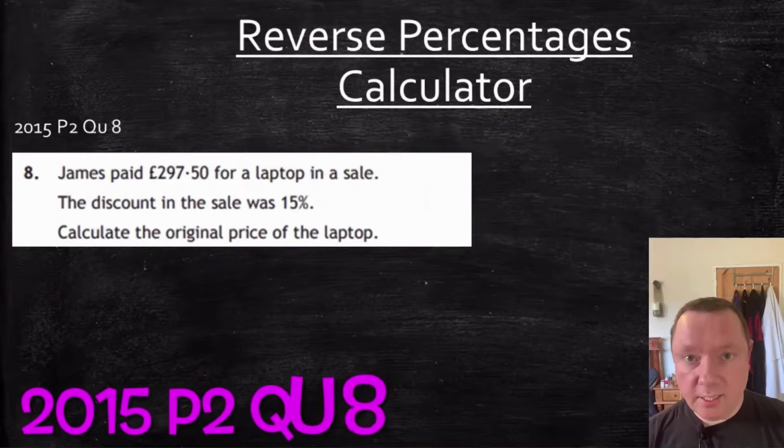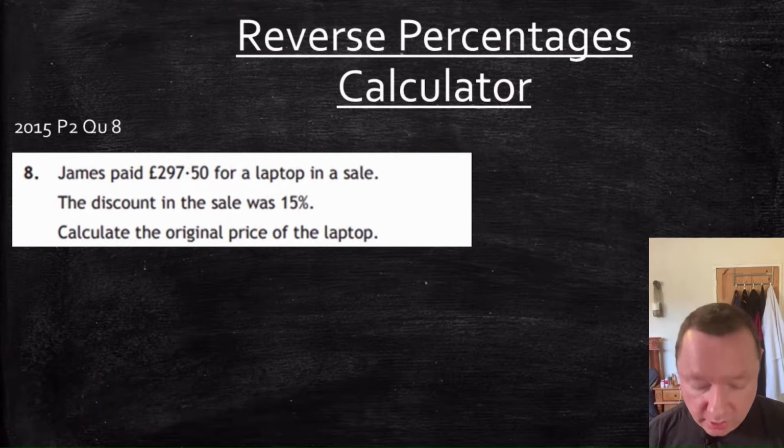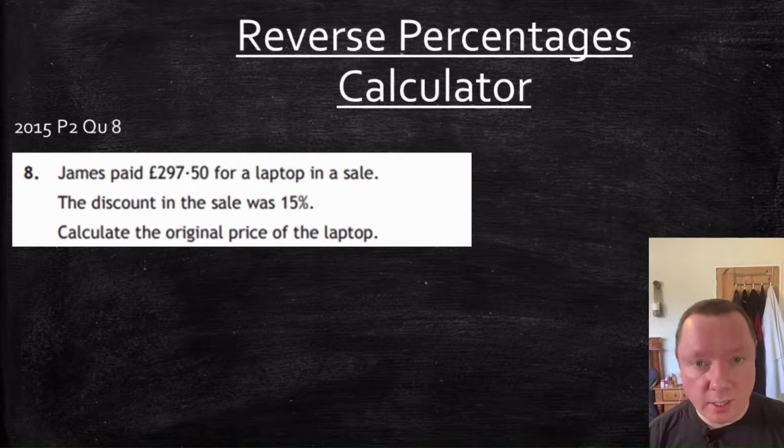Okay, reverse percentages, but this time with a calculator. Still 2015, paper 2, question 8. It says James paid £297.50 for a laptop in a sale. The discount in the sale was 15%. Calculate the original price of the laptop. Here's a tip, there's no time in this question, so it's probably reverse percentages.